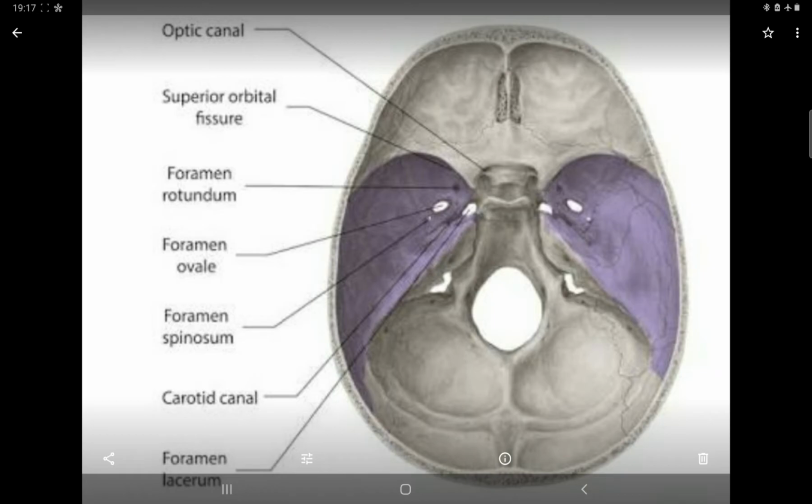Okay, so here you can see the skull from above, the superior view of the skull. I think you can identify this: this is nothing but the foramen magnum. And this is the foramen rotundum. Here you can see the foramen ovale, foramen spinosum here. And what is this? This is the sella turcica, where the pituitary is present within this cavity.